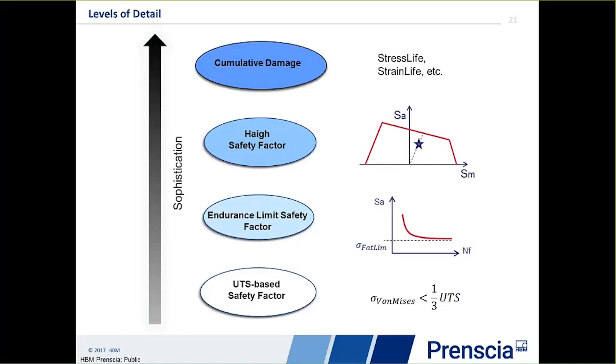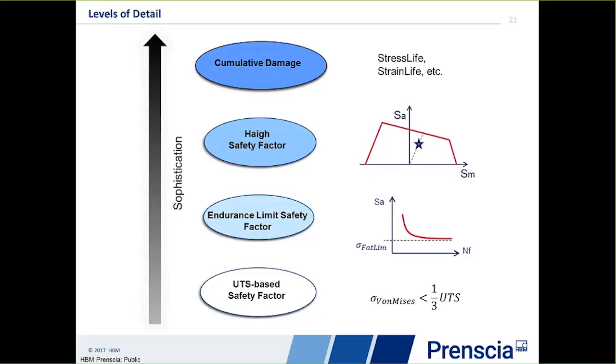Factors of safety, you can calculate in a variety of techniques, and some of them are very simplified, such that I look at my monotonic properties, UTS, yield, and I come up with a fraction of that that I say if I never exceed, I have an appreciable factor of safety. There are extensions to that where instead of looking at monotonic properties, I recover fatigue properties that give me my fatigue limit. So now the stress level I'm using is based on fatigue tests versus just monotonic properties.